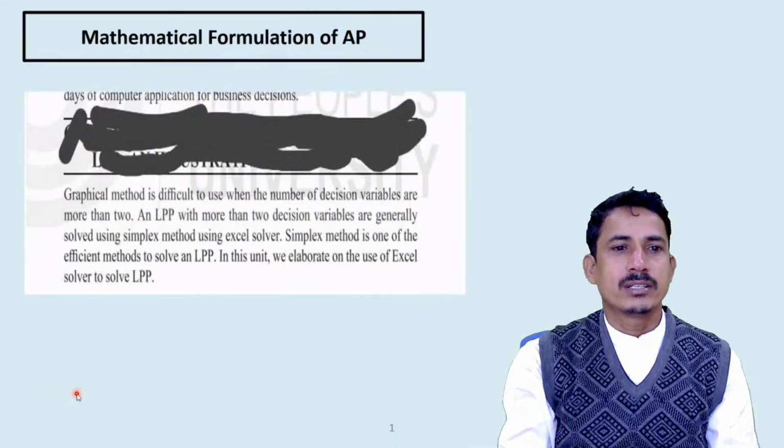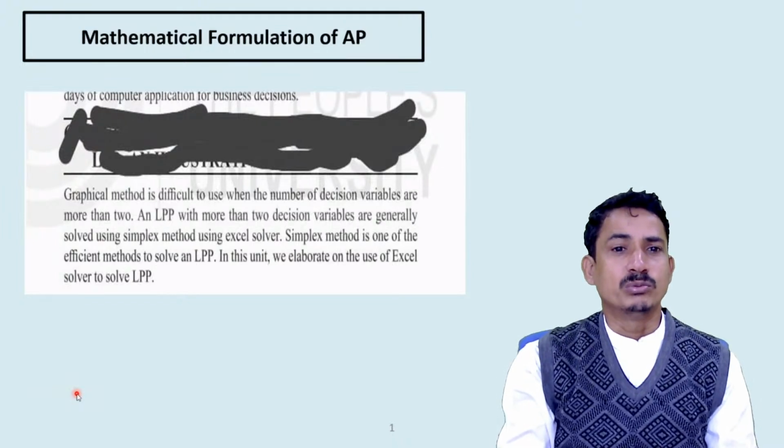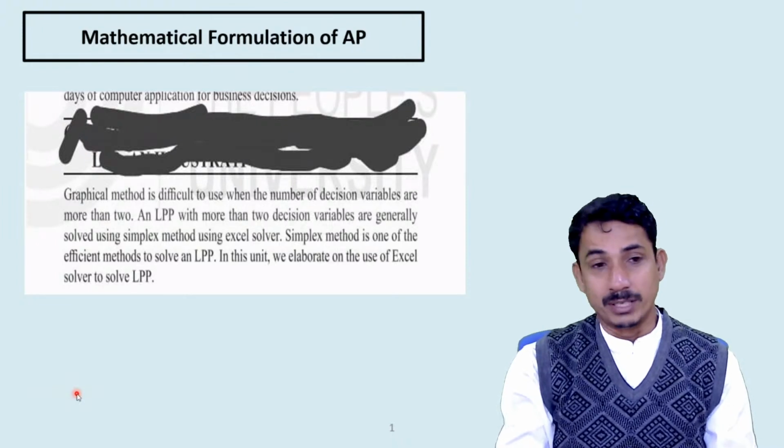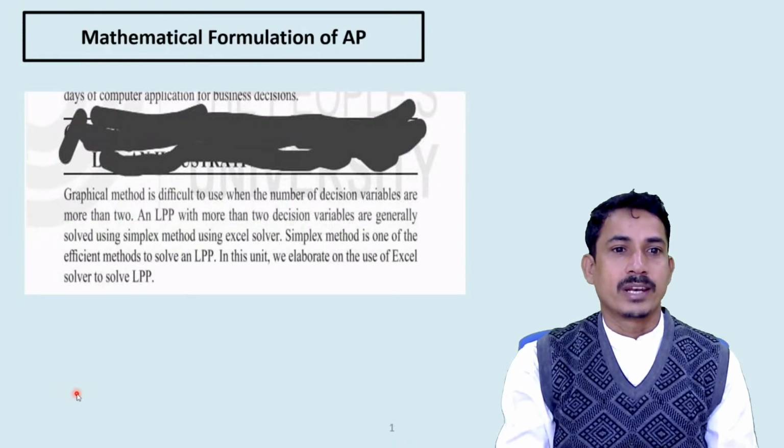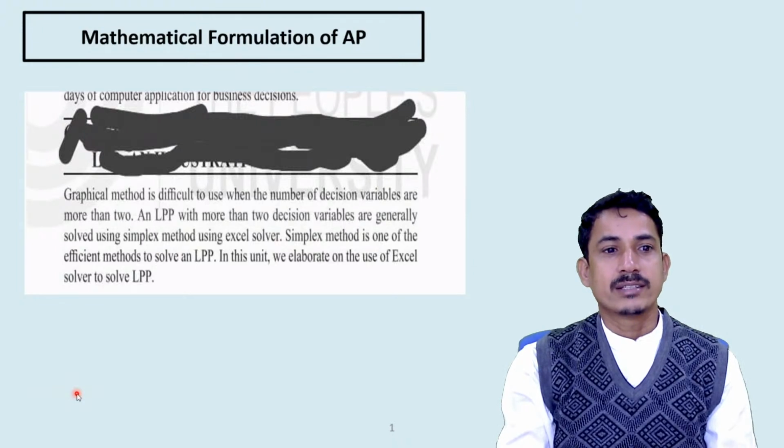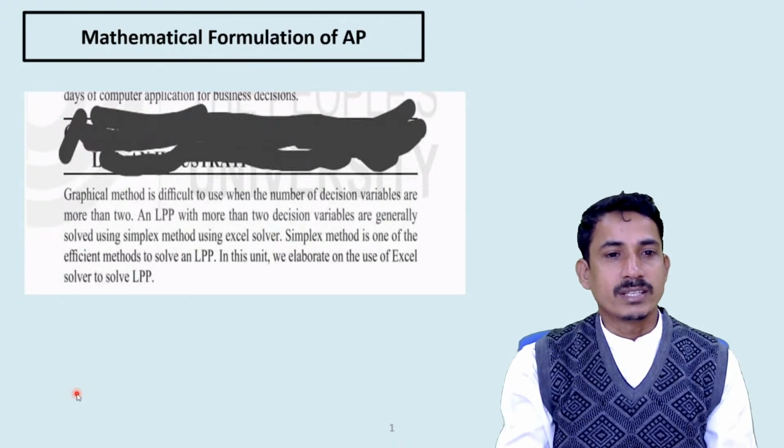And you know, the graphic method is difficult to use, as I said, when the number of decision variables is more than 2. This is the demerit or limitation of the graph method. Then LPP with more than 2 decision variables are generally solved by the simplex method.